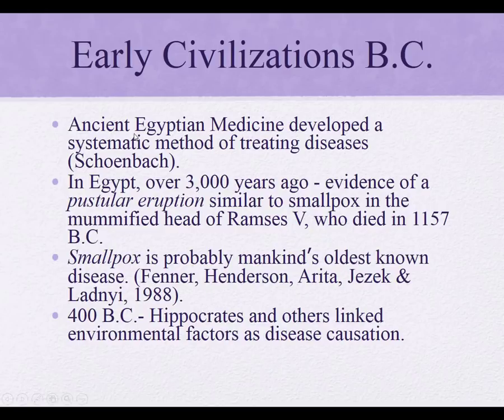Ancient Egyptian medicine developed a systematic method of treating diseases. So they had their own method. In Egypt, we're talking 3,000 years ago, there was what they believe was a disease similar to smallpox.